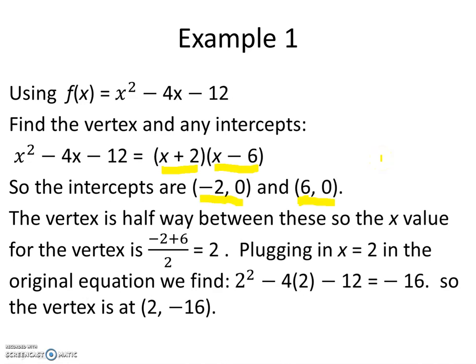The vertex is halfway between these, so the x value for the vertex is simply negative 2 plus 6 divided by 2, and we find that the vertex x value is 2. Plugging in x equals 2 into the original equation, we find that 2 squared minus 4 times 2 minus 12 is negative 16. So the vertex is at the point 2, negative 16, and this is one way to find it.